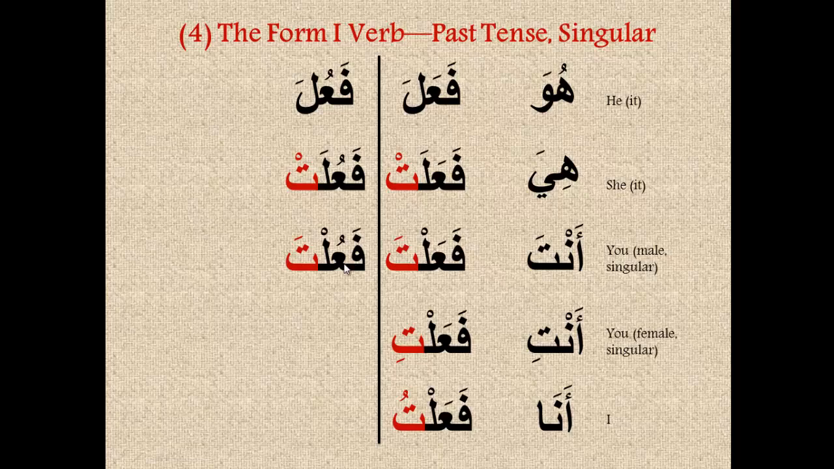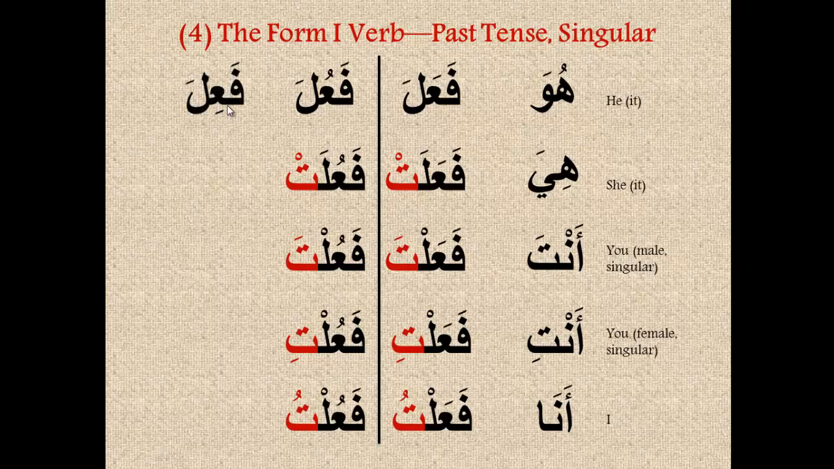It doesn't change. Anti, we predict that it would have a t at the end because this marks the pronoun anti. There's a correspondence, and that is again the case. Fa'ulti. And ana, we predict will have a tu, fa'ultu. So again, let's go through this list. We have huwa fa'ula, hiya fa'ulat, anta fa'ulta, anti fa'ulti, ana fa'ultu.